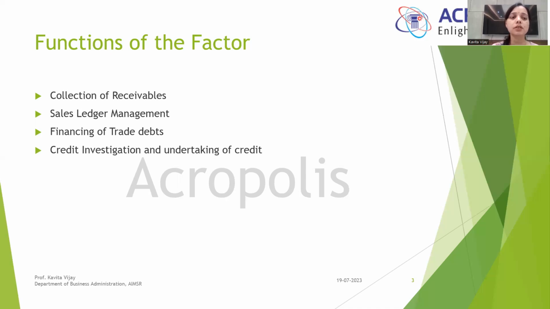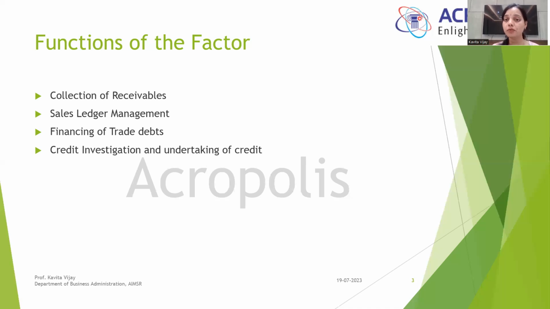The next function is sales ledger management. When an agreement is established between the factor company and the seller company, a factor sales ledger is created, where the factor company credits the customer's account whenever it receives payments from the customer. The factor company also provides information to the customer about their due balance or their due date regarding the payment.